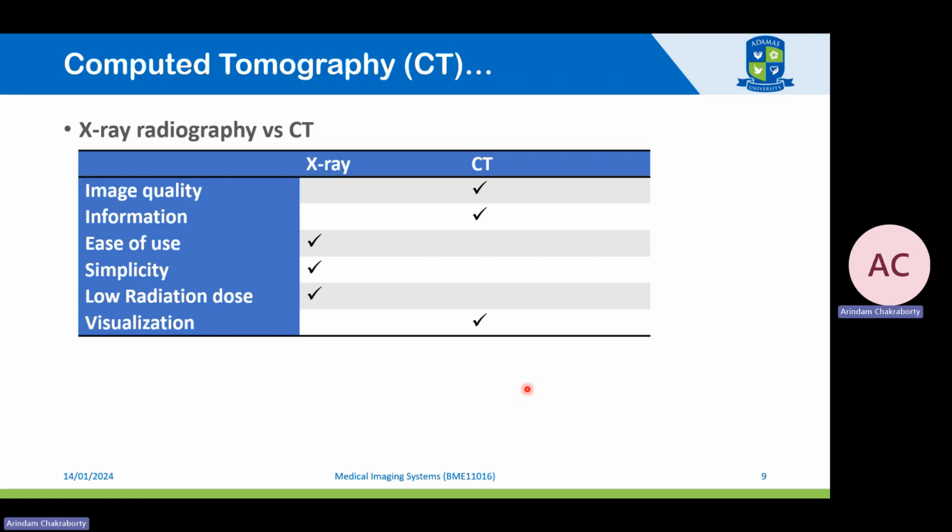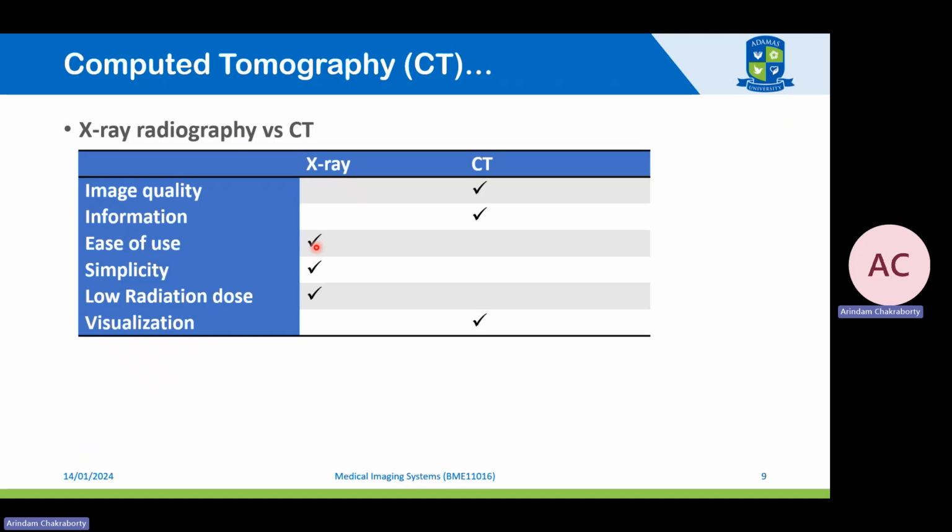And so the next important thing is, what are the differences, what are the contrasts between X-ray based radiography and computed tomography? The first and most important thing is that the image quality of computed tomography is much better as compared to X-ray, while the simplicity and the ease of use of X-ray is way better as compared to computed tomography, which is rather a cumbersome instrument to handle, and the overall procedure is quite difficult as compared to our X-ray based system.